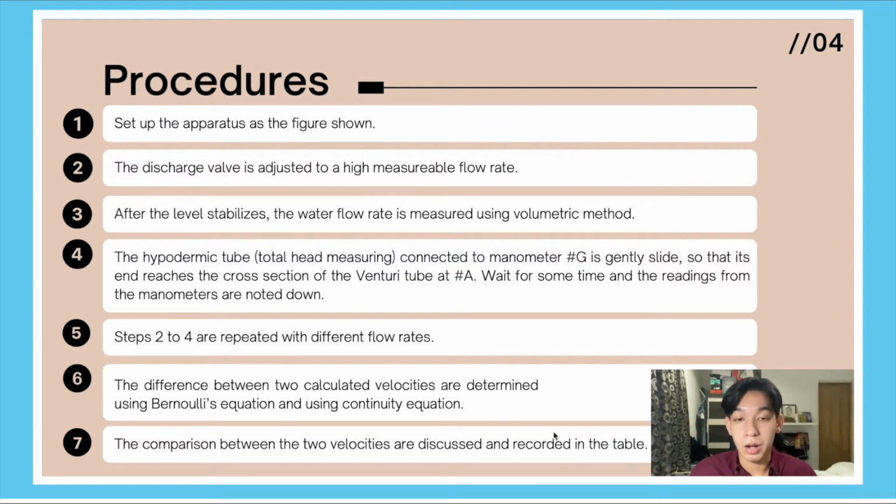Next, the hypodermic tube, which is the total head measuring tube connected to manometer G, is gently slid so that its end reaches the cross-section of the venturi tube at A. Wait for some time and the readings from the manometers are noted down. Steps 2 to 4 are repeated with different flow rates.